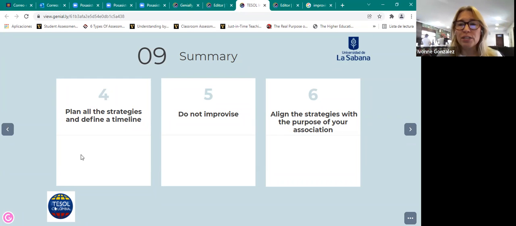Number 6, align all these strategies with the purpose of your association. Very, very important. If not, you are going to lose your track. You are going to end up doing something else that was not the plan for your association. I mean, when you created your TESOL association, you were thinking of helping teachers or having teacher training or just organizing the yearly convention. Whatever your aim was, keep on that. And then from that, plan the rest of the things.